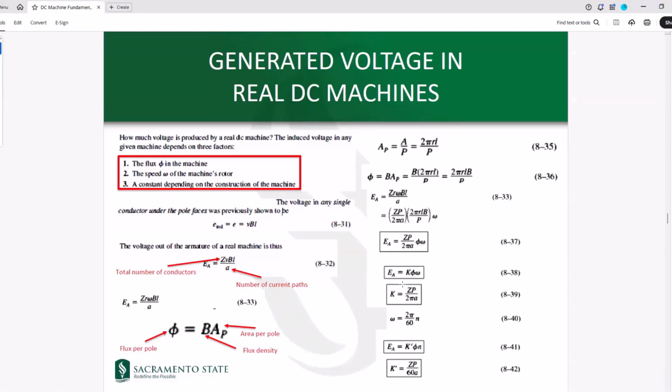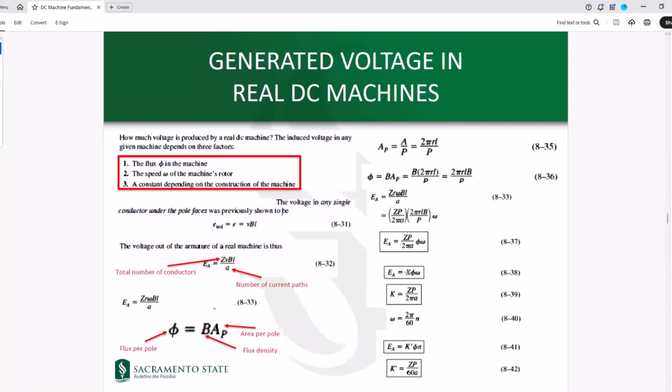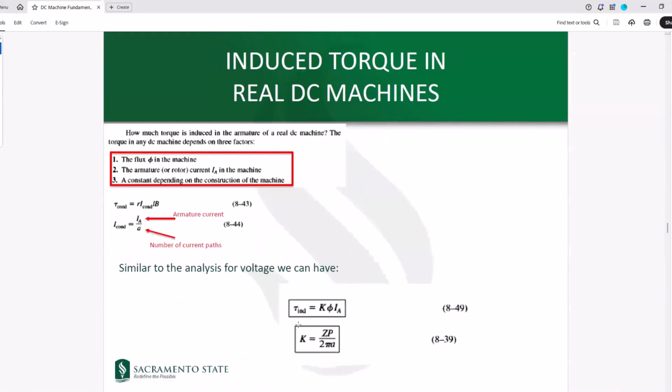So this was K for the case that omega is in radians per second. For the case that you want to represent the rotational speed of the machine in RPM, or revolutions per minute, you have a K prime constant that would be based off of equation 8.42. Also for the induced torque, we have the same K that we found for the voltage. So in general, your tau induced would be K phi I A.